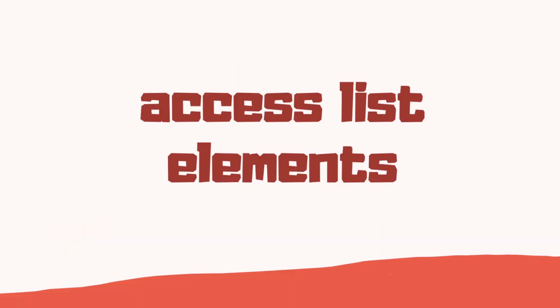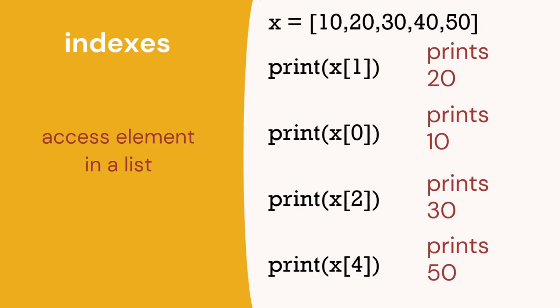Now, how do we access list elements? We can use indexes. So we start off, we're going to print x, square brackets again, 1. So what's the number 1 index from x? Now you may think that's the first number, the first element. Actually it's the second. You can see here, we print x[1], that prints 20.